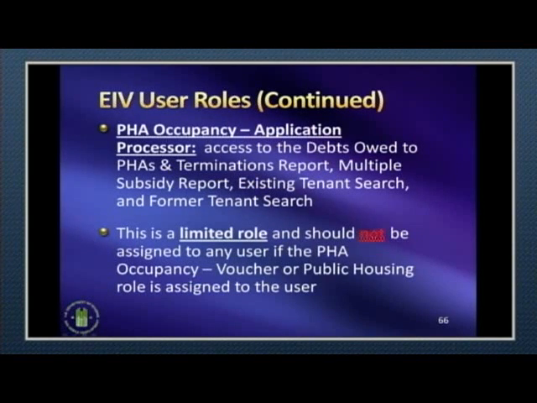Okay, you're confusing the system. If you tell the system you want the application processor role, you're telling the system, I want my access to be restricted, limited to this little bit. And then if you turn around and click the PHA occupancy voucher role, that says I'm supposed to look at everything. Okay, now I'm going to try and modify the system so you can't check boxes you have no business checking, but I haven't gotten there yet.